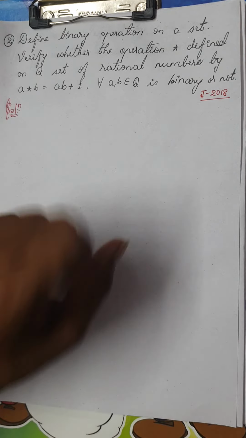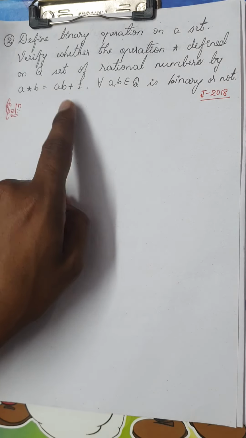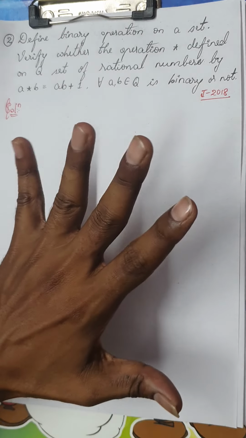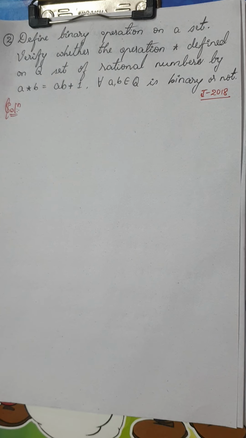I repeat, 1 mark question can be taken from any topic, 2 mark question would be from binary operations, 3-mark question from relations and 5-mark question from functions. 99% it would be fixed unless they change the pattern. But there is no change for 5 marks.